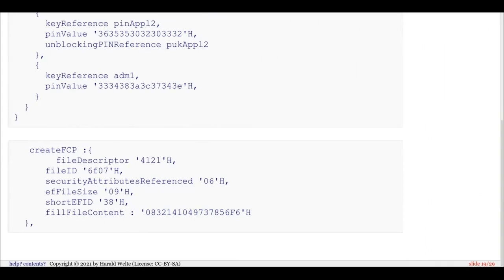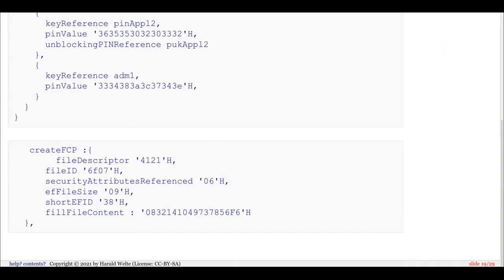The security attributes, the size is 9 bytes, the short file identifier, and here we have the encoded IMSI that is stored on this card as part of this file control parameter snippet here in this interoperable file format.